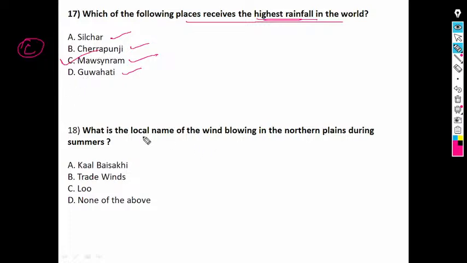Then what is the local name of the wind blowing in the northern plains during summer? Kaal Baisakhi, trade winds, Lu, none of the above. The name of the wind blowing in the northern plains in the summer is Lu. In the northern plains, that is your Lu particularly.